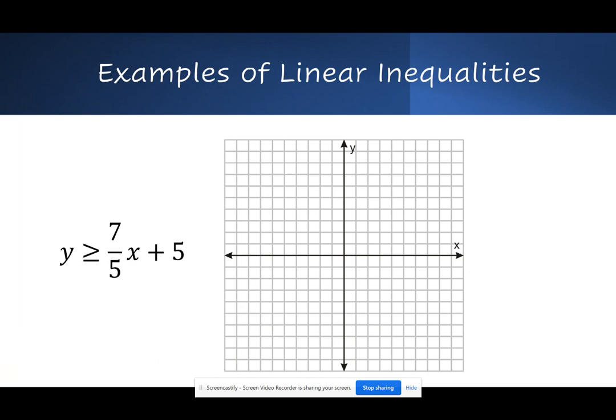So if we have the example y is greater than or equal to 7 over 5x plus 5, it's already in slope-intercept form. So we're going to start off the same way we would if we were graphing a line. We're going to start at 5 on the y-axis, and I'm going to put my point. And then we count our slope. So our slope is 7 over 5. I can either go up 7 and right 5, which is off the graph, or down 7 and left 5.